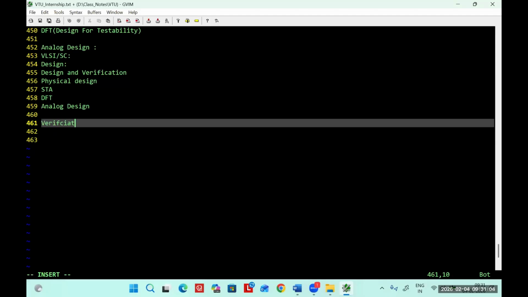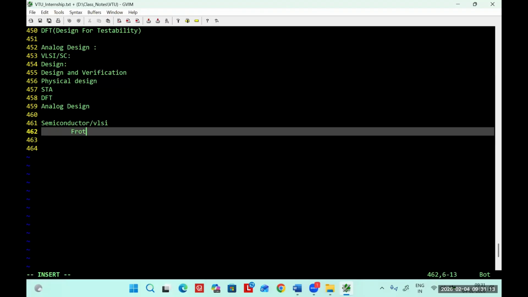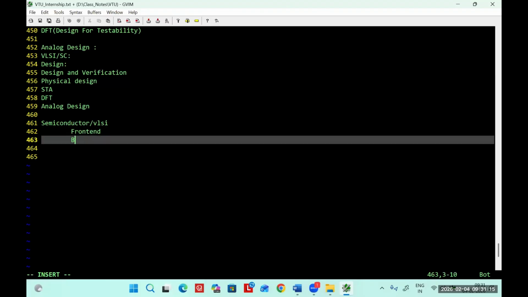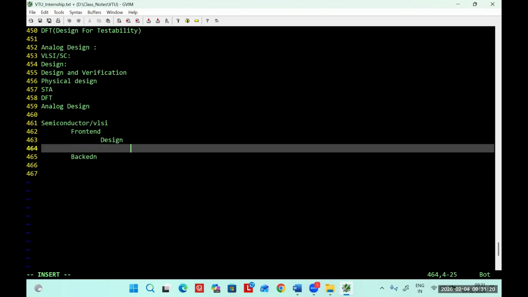Next, verification. In semiconductor or VLSI, there is a front end and a back end. Front end is design, and back end is design and verification.